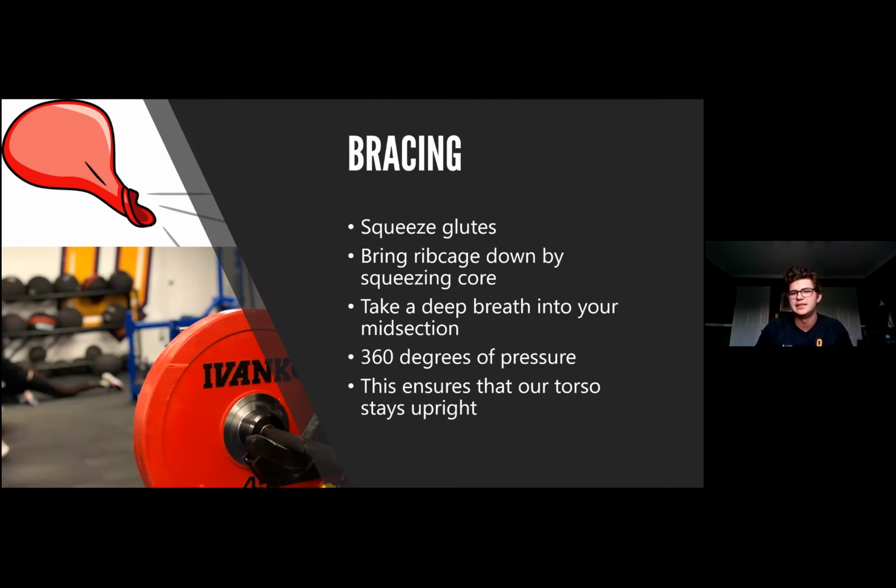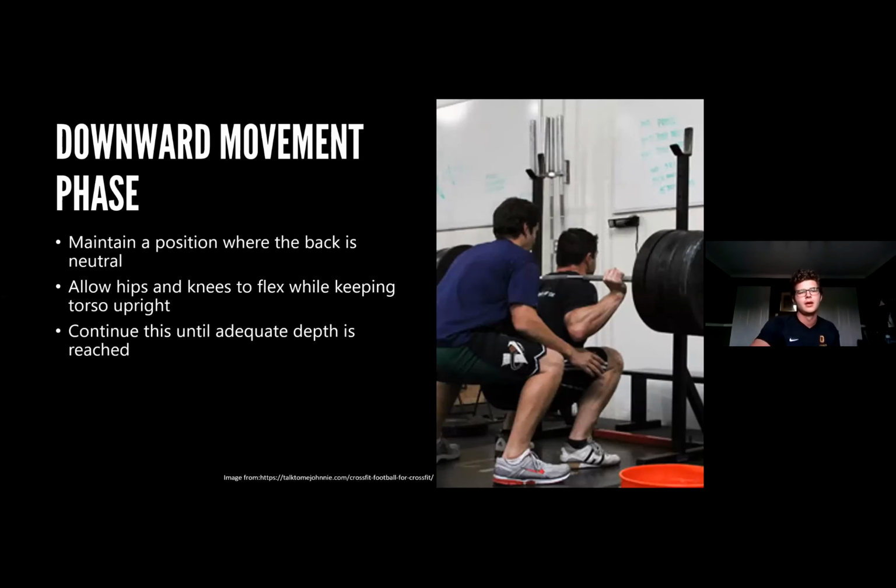I want to take a deep breath into our midsection, almost like we're filling up a balloon. By doing that, we want to create 360 degrees of pressure within our midsection. So we don't just want our stomach to be flexed or tense, and we don't want just our back. We want it all the way around our core, our back, everything there. This ensures that our torso stays upright and enforces the rigidity that we want to keep the weight upright.